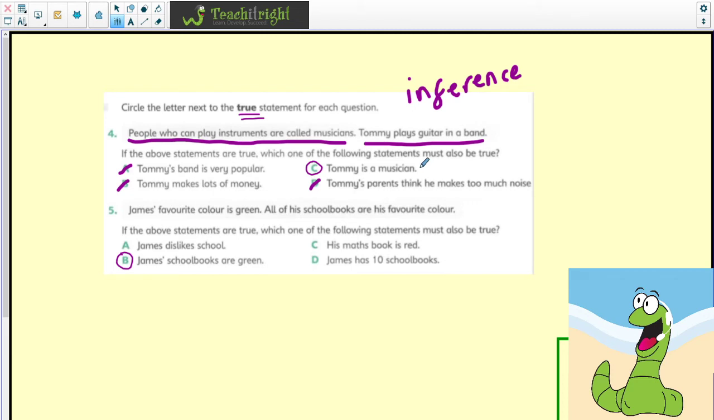Tommy is a musician. He's a musician because he plays a guitar, and we know that if you play an instrument, you're called a musician. So he plays a guitar, so that makes him a musician. So we know that's right.